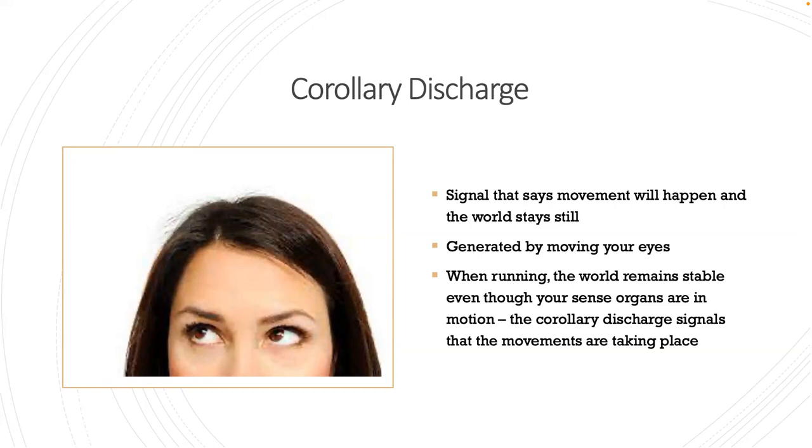That signal is called corollary discharge, or sometimes reafference. When you're out on a jog, for example, the external world remains stable even though your sense organs are in motion, because the corollary discharge signals that the movements are taking place. So a frontal lobe lesion can disrupt movement production, and it can also interfere with the message to the rest of the brain that movement is taking place.